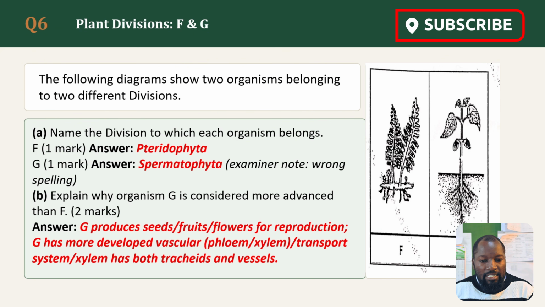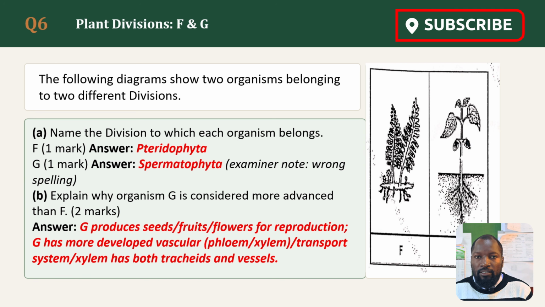Question number 6, the diagram shows 2 organisms belonging to 2 different divisions. We have F and then we have G. Look at those, then we look at the questions. Question A, they're asking, name the division to which each organism belongs. The first one is F, look at that, and then you have G. Which division does each organism belong to?